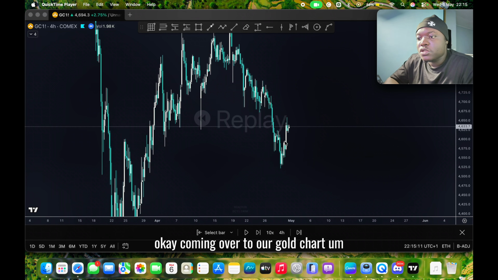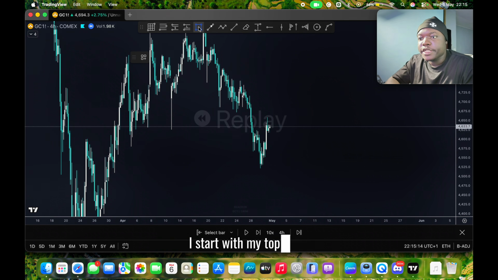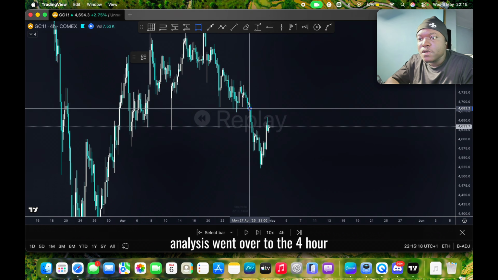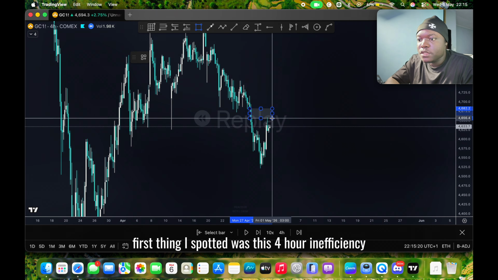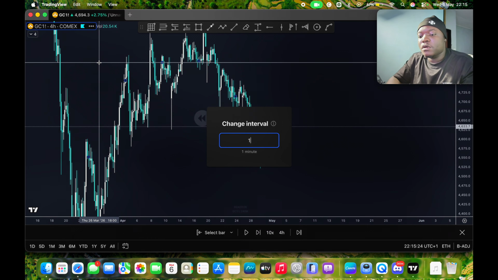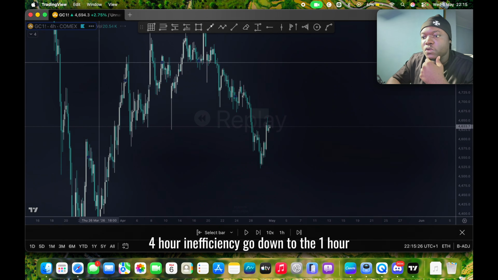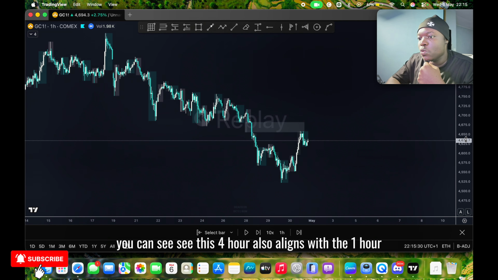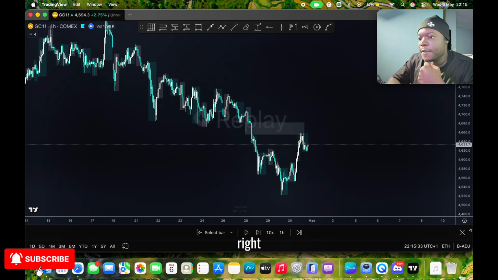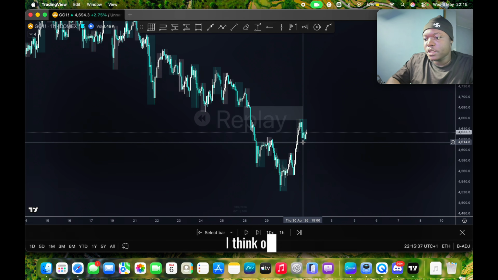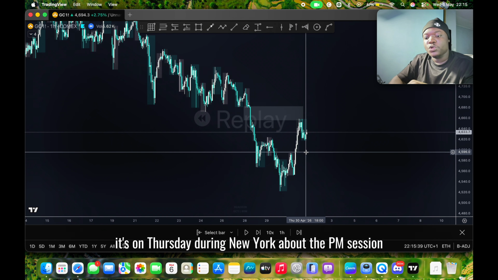Okay, coming over to our gold chart, I start with my top down analysis. Went over to the 4 hour. The first thing I spotted was this 4 hour inefficiency. Go down to the 1 hour. You can see this 4 hour also aligns with the 1 hour, right? So this was during New York, I think on Thursday during the PM session.